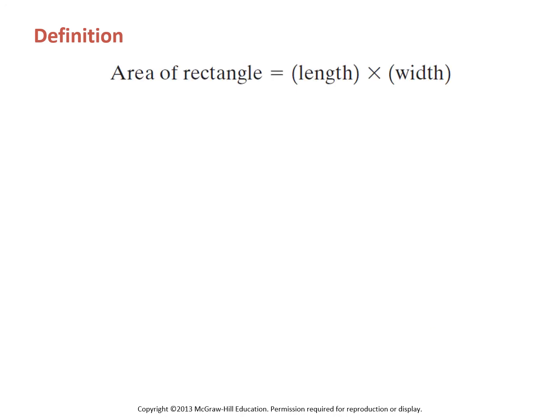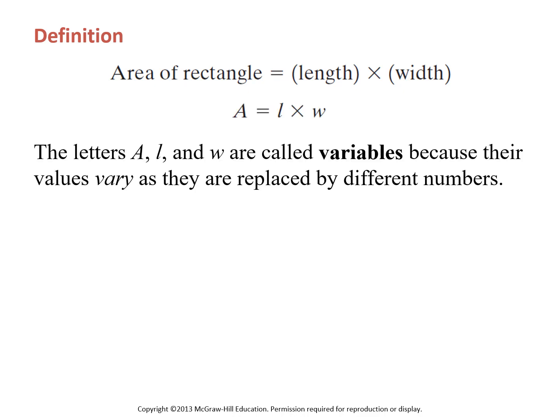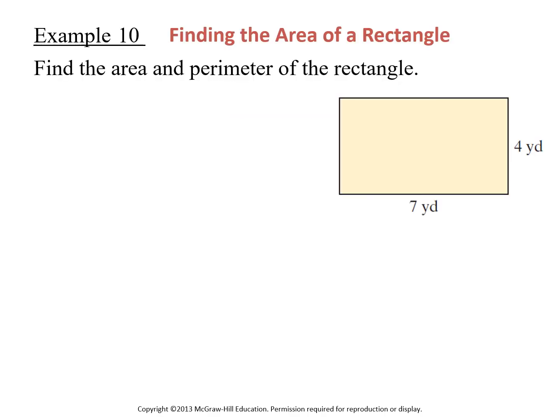The area of a rectangle is found by multiplying length times width. A, L, and W are called variables because their values can vary as they're replaced by different numbers. Find the area and the perimeter of this rectangle. So we'll start with area being length times width. 7 yards times 4 yards is 28 square yards.